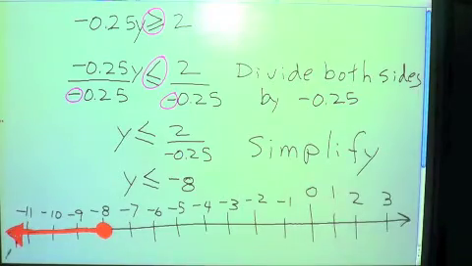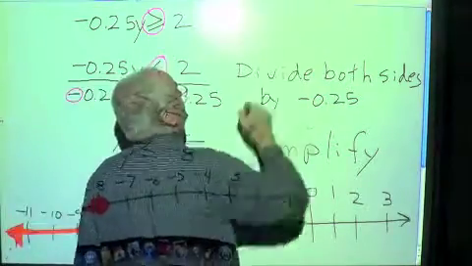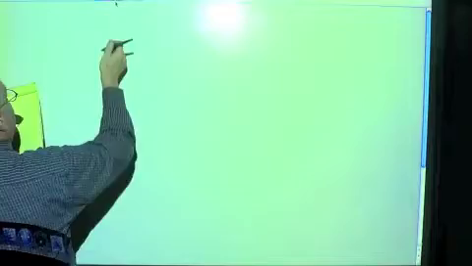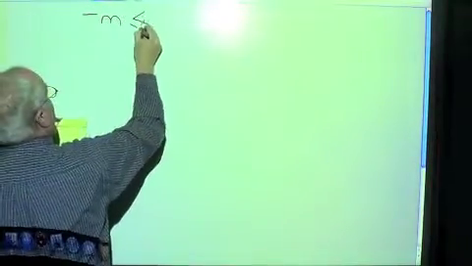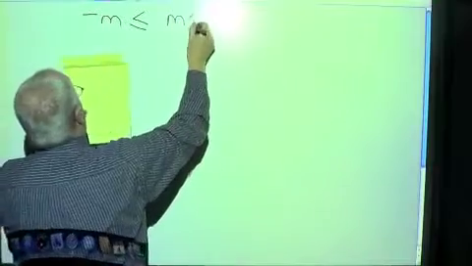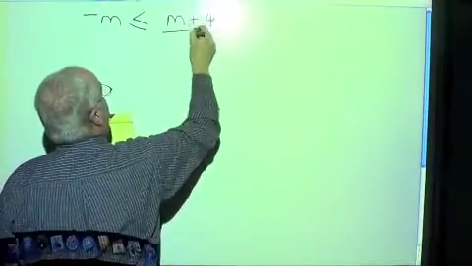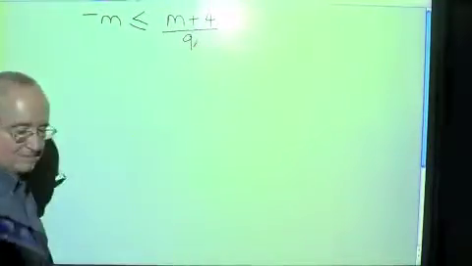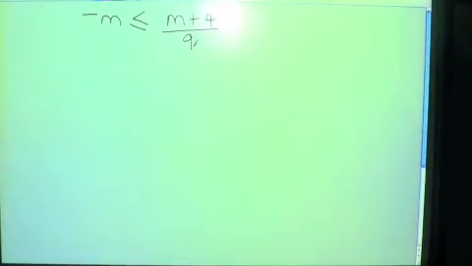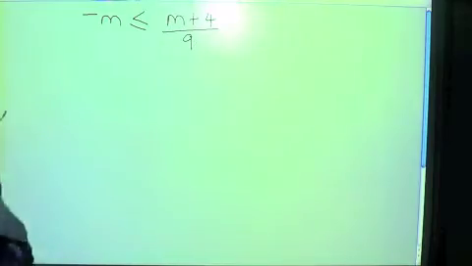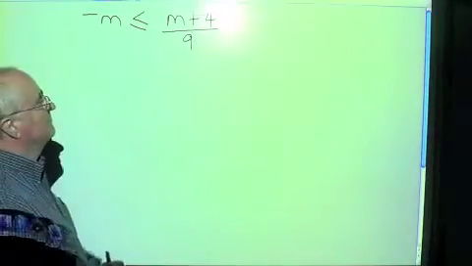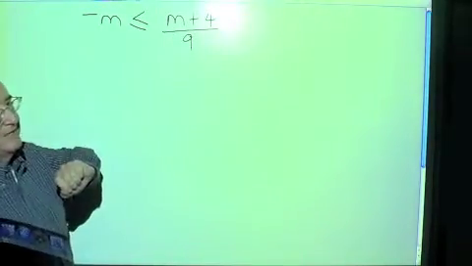Okay? Our second example. Let's do our last example. The last example is negative m less than or equal to m plus 4 divided by 9. Now, what we'd really like to do is get rid of this division by 9. It just sort of messes things up. How in the world can we get rid of division by 9?